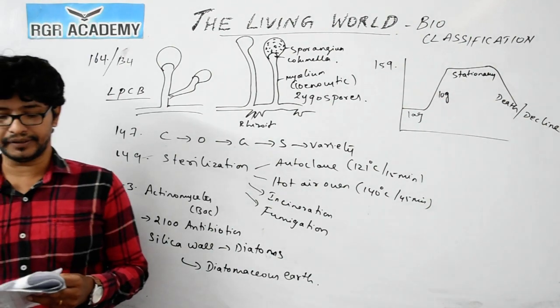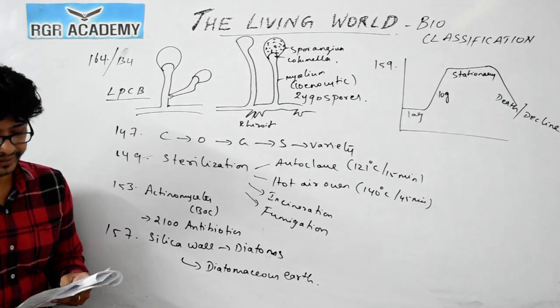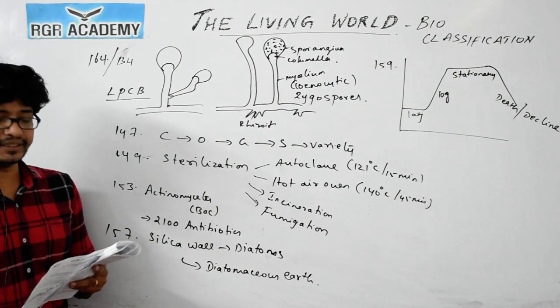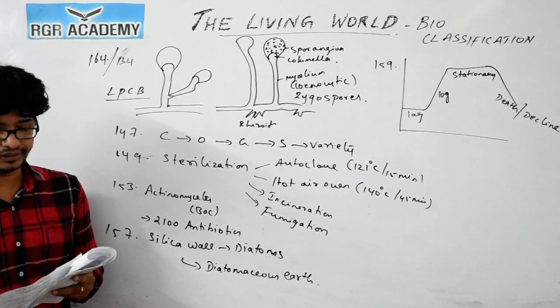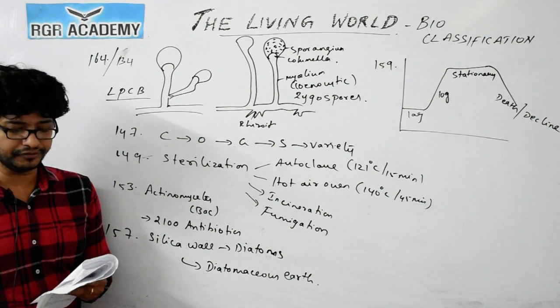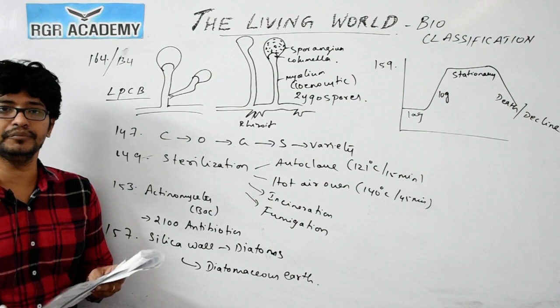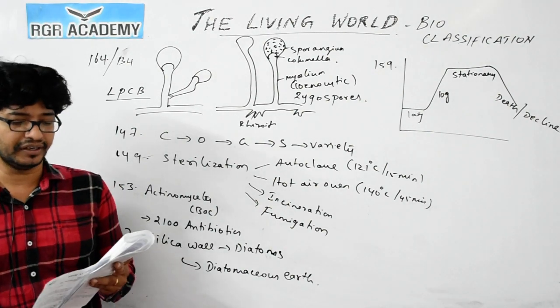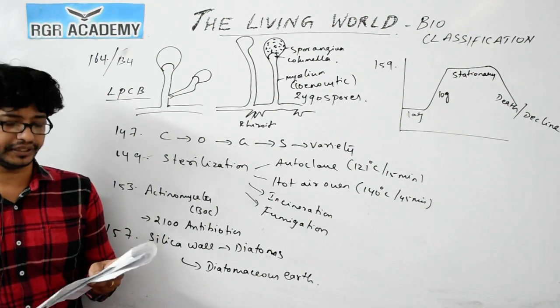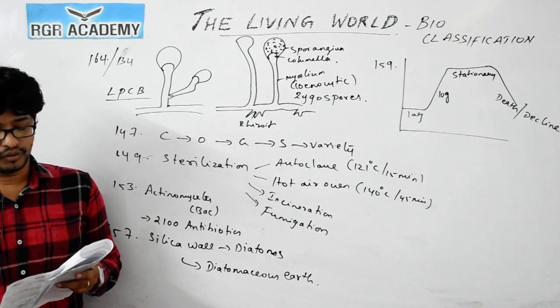Next, 165. Which organism is used to obtain single cell protein? SCP we call it. So usually we go with the yeast. A single cell protein is obtained from yeast, and you also get it from Penicillium, Fusarium, and even Spirulina, which are used as a substitute for protein or as a food supplement. Option 1 is the correct answer.